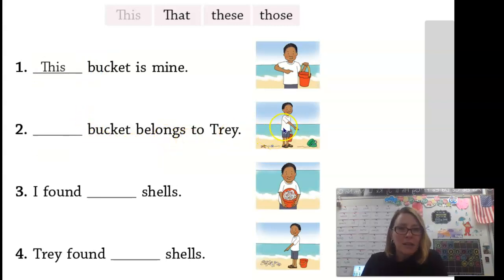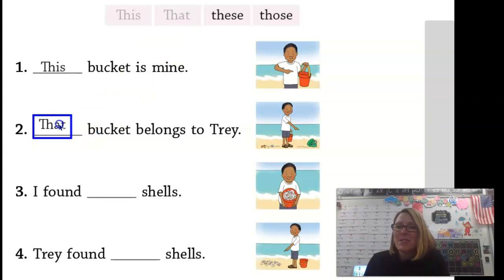Blank bucket belongs to Trey. Oh, okay, his name's Trey. Hey, what's up, Trey? Oh, he's got another Trey. Oh, no, that's not Trey. Okay, Trey's his friend. So Trey is not in the picture. Trey has a green bucket, and Mystery Boy has a red bucket? Yeah, is that what we think? Maybe. I don't know. Either way, it's just one bucket and he's pointing to it, so what do we think we need to use? Those bucket belongs to Trey. That sounds weird.